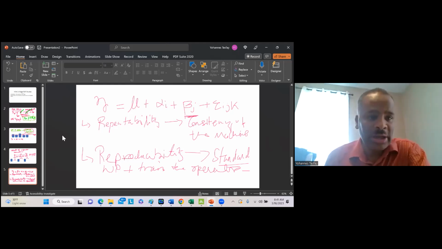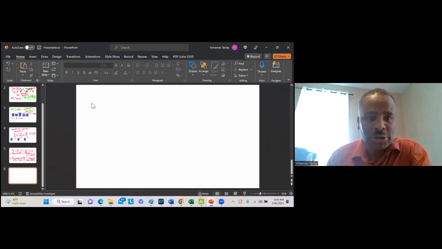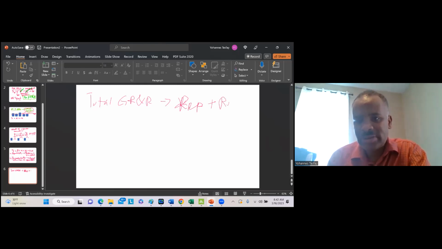So now in MSA, total gauge R and R variation is the sum of the variation of repeatability plus reproducibility. This is total gauge R and R. So now the scale is as follows.